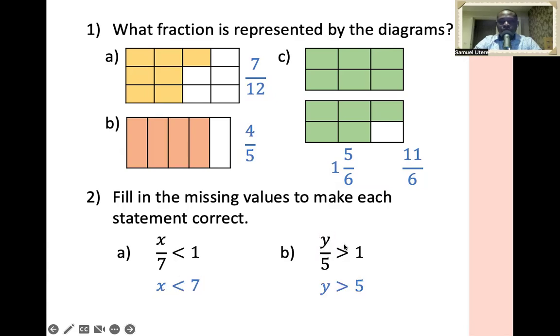Here, we have to look for a number such that whatever that number is, if we work out this fraction, it has to be bigger than 1. Of course, we know if that number were 5, this would be equal to 1. But this is showing us that we have to put something there that would make this greater than 1. So that number has to be greater than 5, because if it were 5 over 5, this statement would not be correct.